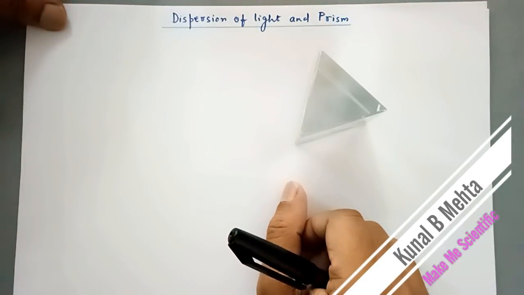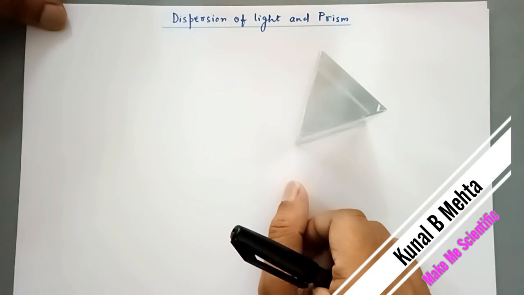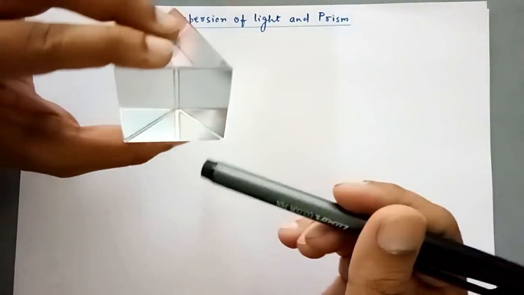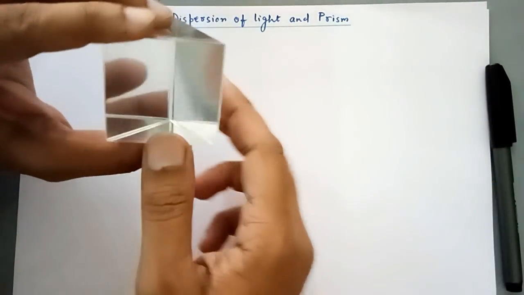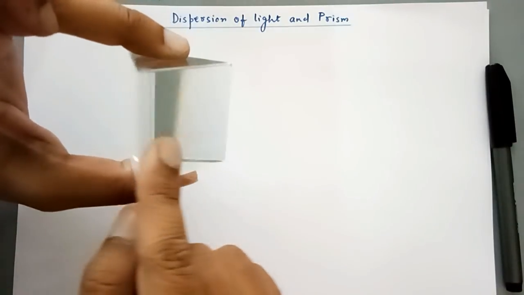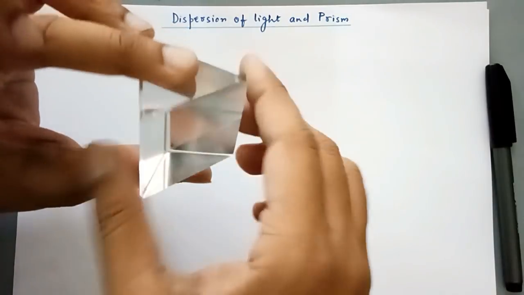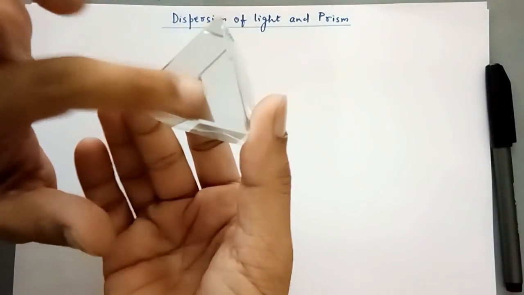Hello scientific people, today we'll be discussing the dispersion of light and the prism. So here we have a prism. A prism is an optical device made up of glass, and it has three rectangular surfaces and two triangular surfaces over here.